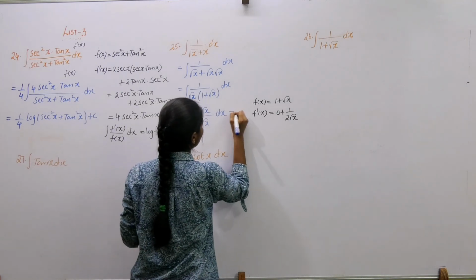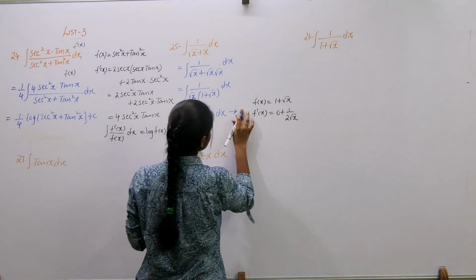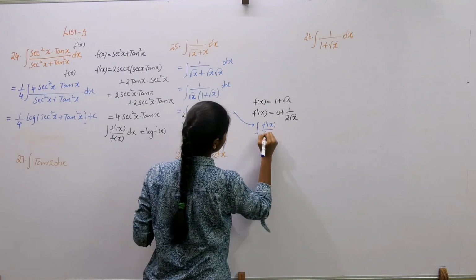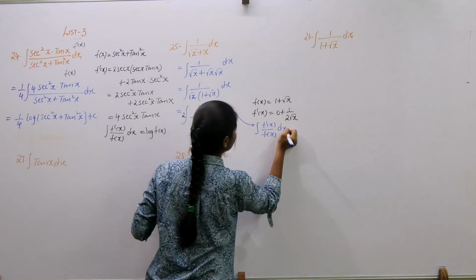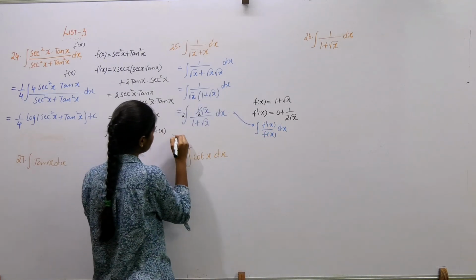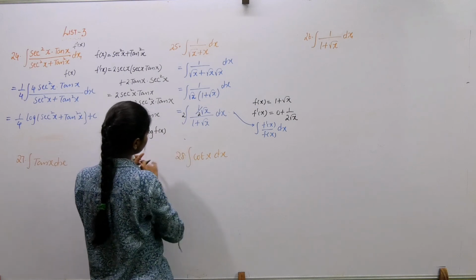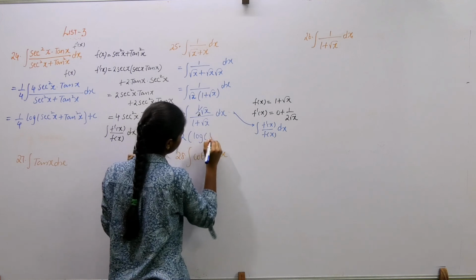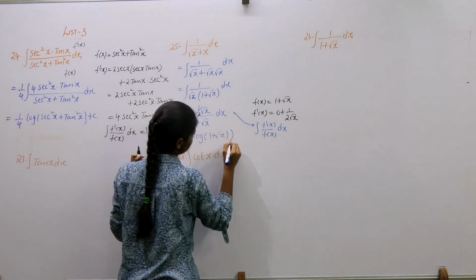Now, this is in the form of integral f dash of x by f of x dx. It is equal to log of f of x. It is equal to 2 into log of f of x, which is 1 plus root x, plus c.